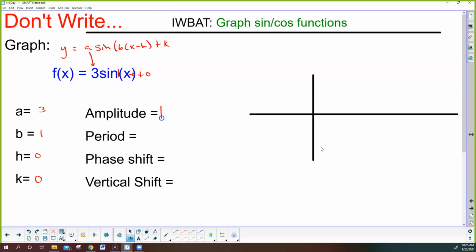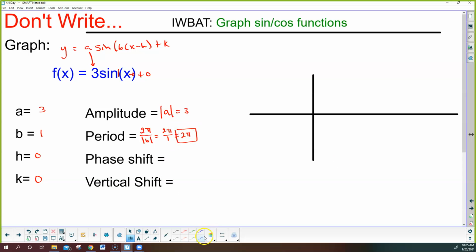Well, the amplitude is the absolute value of whatever a is. So in this case, a is 3. That means that's how high this graph is going to go. That affects my midline, or that affects my max and min. The period, okay, what's the formula for the period? That was 2 pi over the absolute value of b. Well, we know that b is 1, so that just means the period is 2 pi.